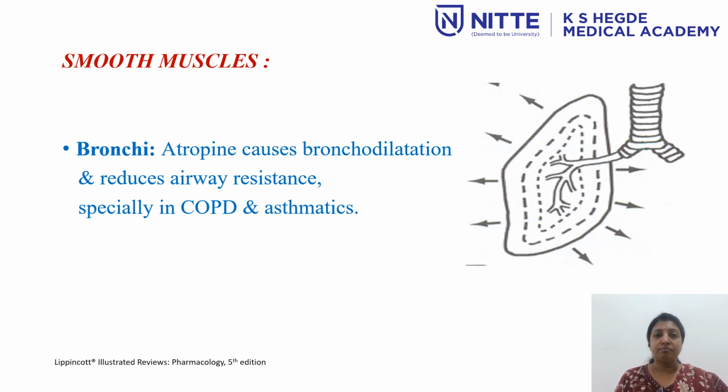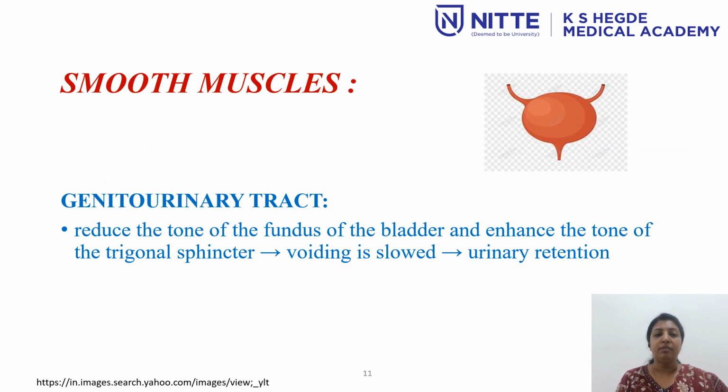On the bronchial smooth muscles, atropine causes bronchodilation and can reduce the airway resistance, especially in patients with COPD and asthmatics.